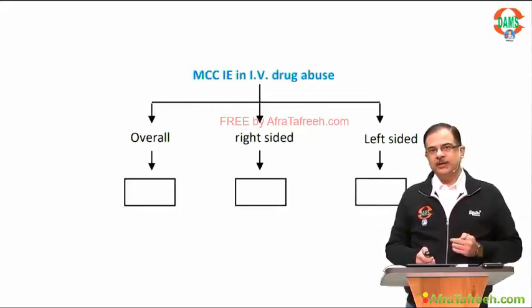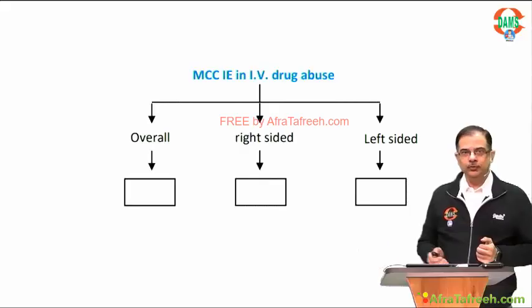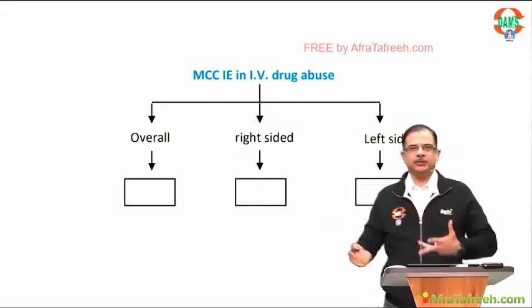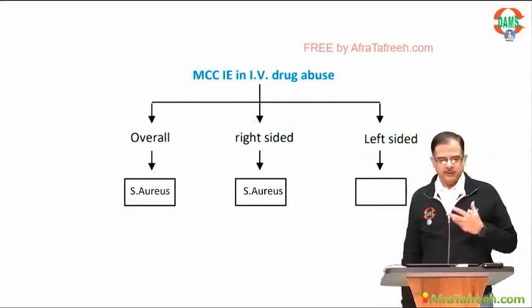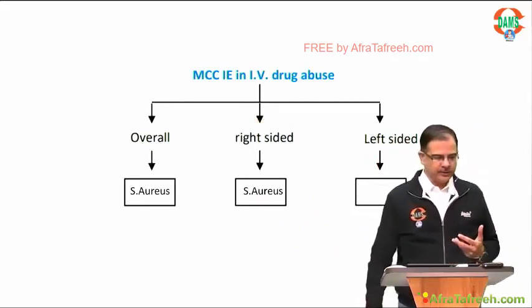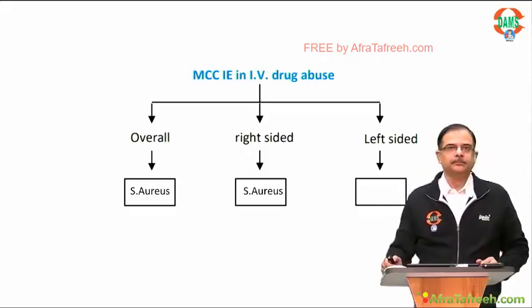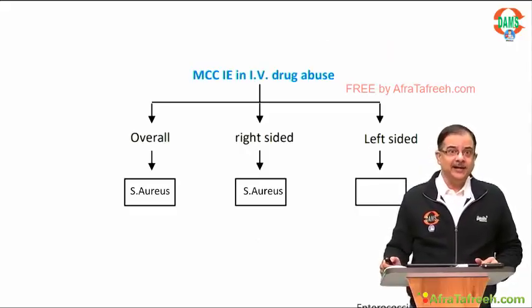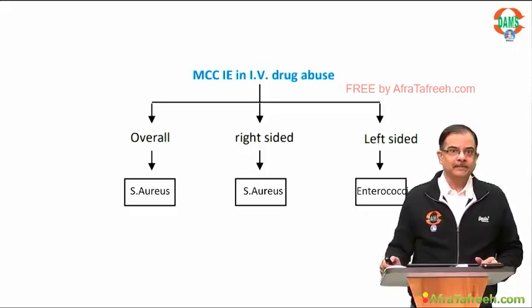While in IV drug abuse, right-sided is the most common, tricuspid valve is the most commonly affected valve. So it is Staph aureus. Surprisingly, it is Staph aureus. While left-sided, it is enterococci.